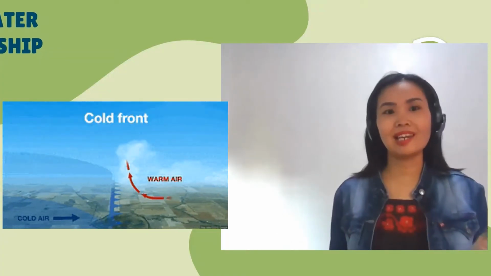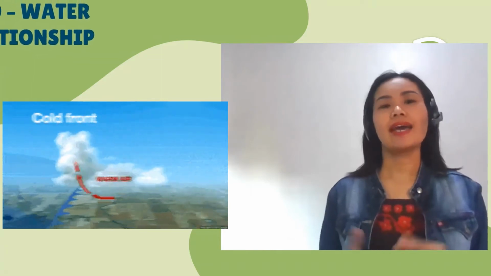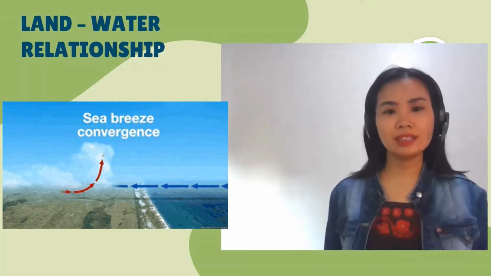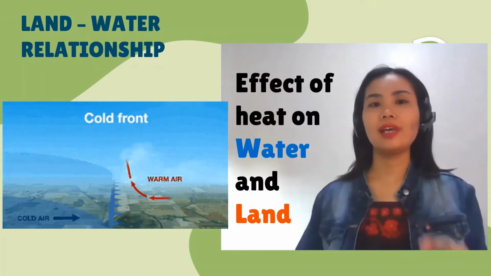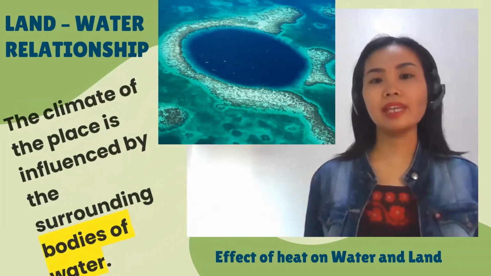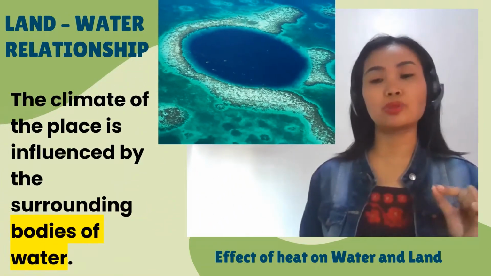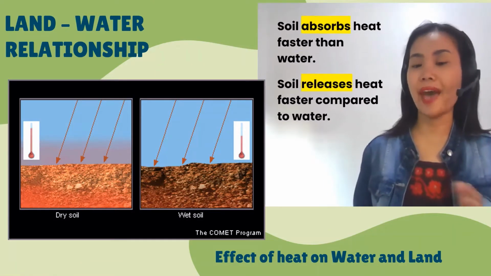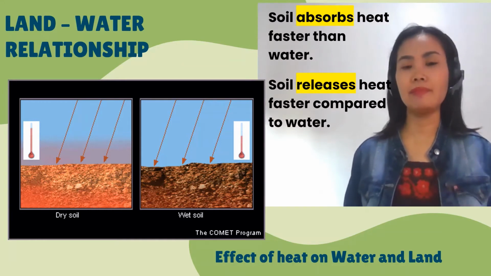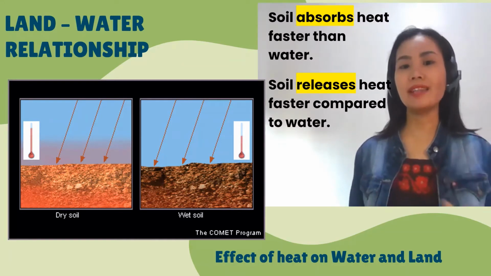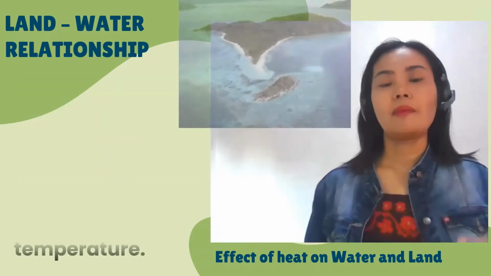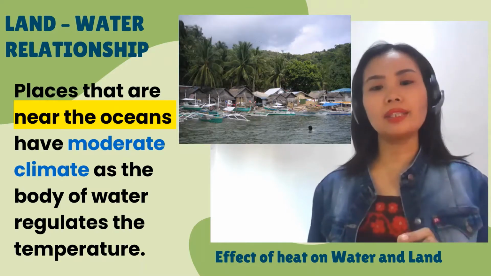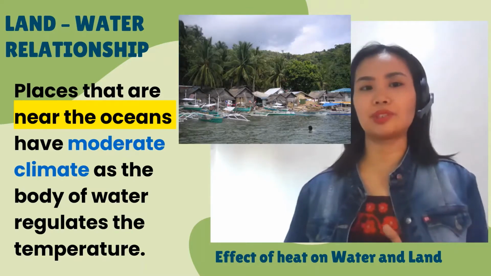Now, this time, let's proceed to our next factor, and that is land-water relationship. It's all about the effect of heat on water and land. The climate of the place is influenced by the surrounding bodies of water. Soil absorbs heat faster than water. At the same time, soil releases heat faster compared to water. Places that are near the oceans have moderate climate as the body of water regulates the temperature.